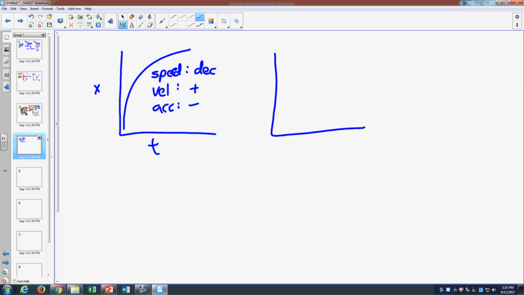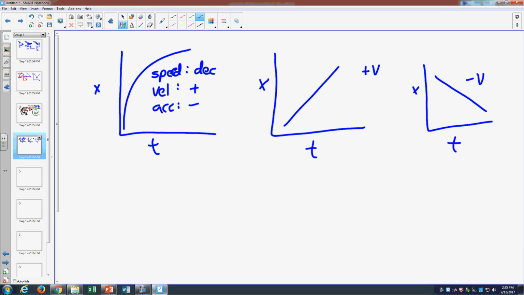remember that if I have x versus t, and it looks like this, this is a positive velocity. If I have x versus t, and it looks like this, this is a negative velocity, just because the slope is negative.